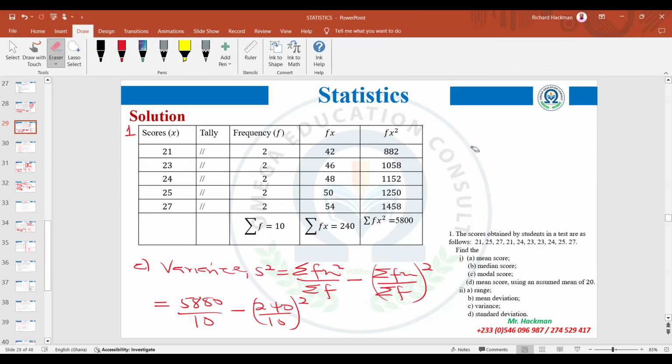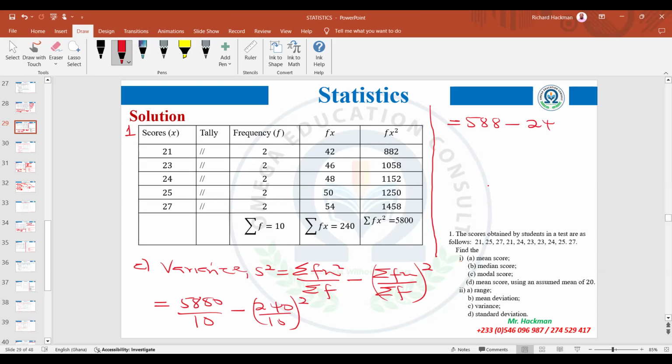Okay, from there. So assuming this is my next page, we are almost done anyway. If that is my next page, I will rule a line there. So what are we going to get? We are going to get that to be equal to, and this will give us 588. Then minus what? Let's simplify this, which will give us 24.